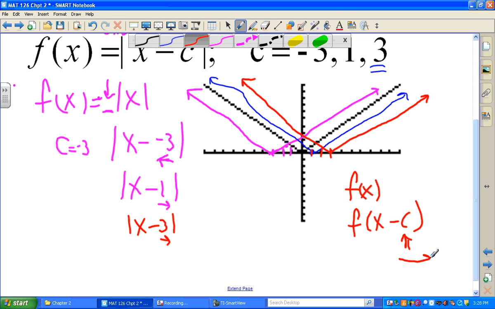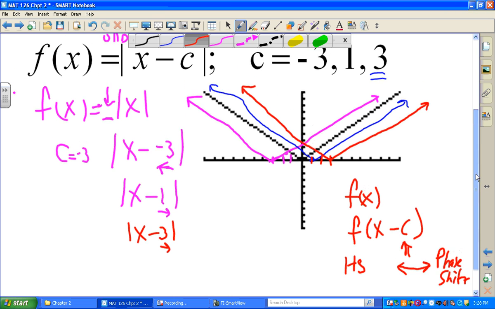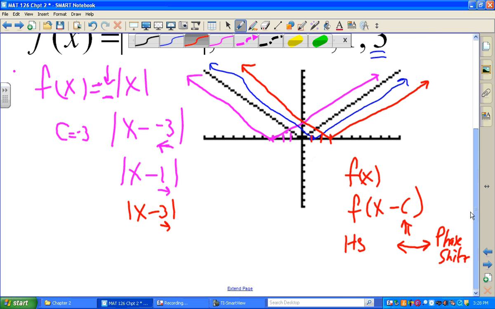So this is known as a horizontal shift. Okay? Horizontal shift or a phase shift, however you want to look at it. Horizontal is pretty easy to remember. And that's if it's inside the parentheses. You're asking where the parentheses is?